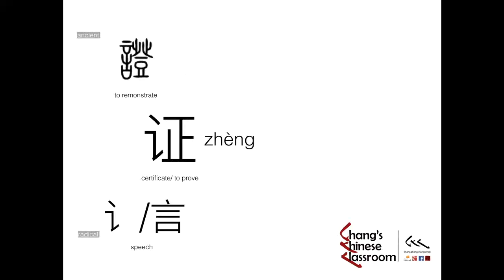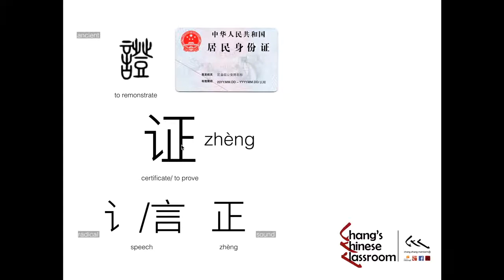Okay. Left-hand side speech, right-hand side 正 as in the middle. As you can see the modern character here, 证 as certificate. We have all sorts of certificates, and this is 中华人民共和国居民身份证. Okay, at least you should know this part, right? 身份证, this is our resident ID. Okay. When you go to China for your third year, you probably have a temporary resident certificate like this. Okay.